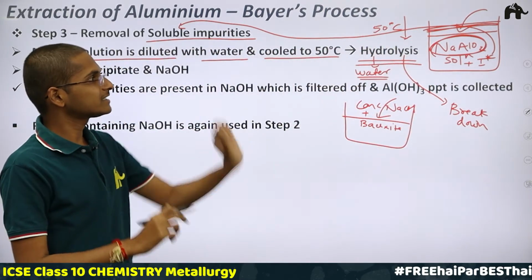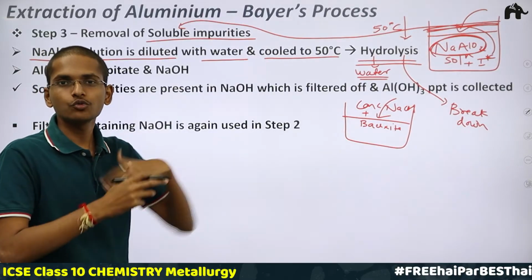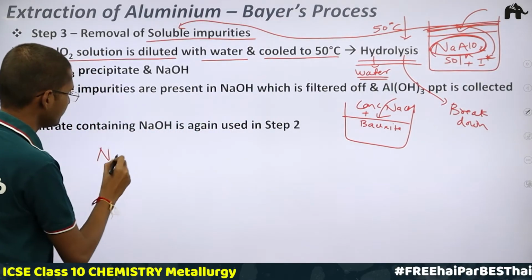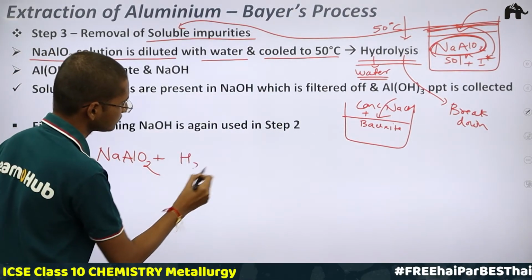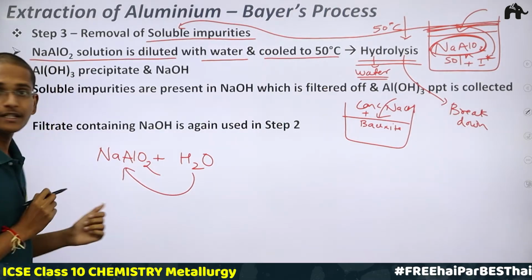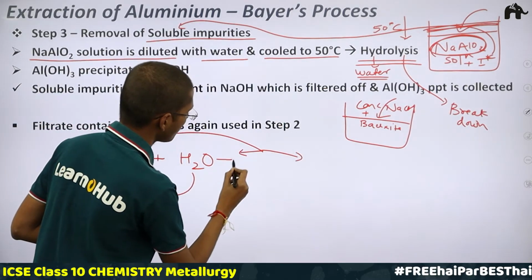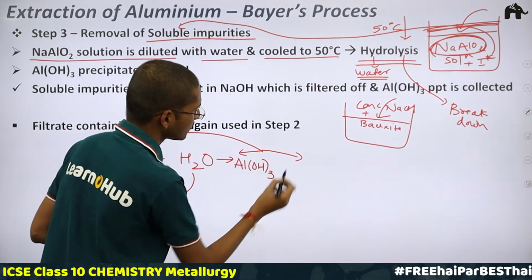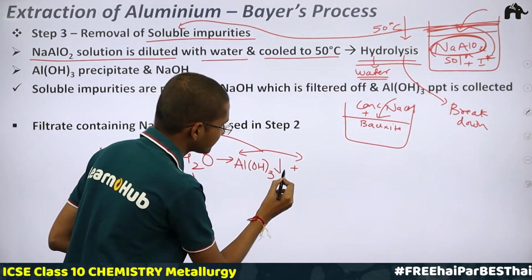Now let's try to figure out how it is breaking down, because that reaction would help us conclude what actually is happening here. So water is breaking down this sodium aluminate. How is it breaking down? It is breaking down into these two compounds. First one is aluminium hydroxide, which is formed and gets settled down.